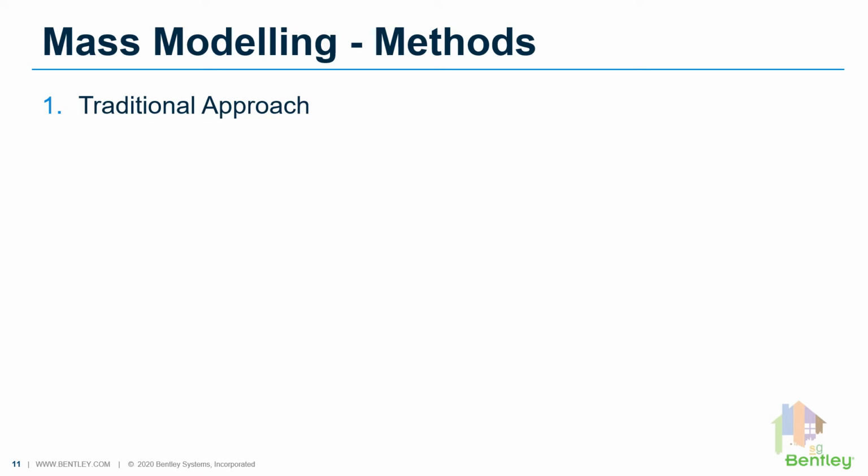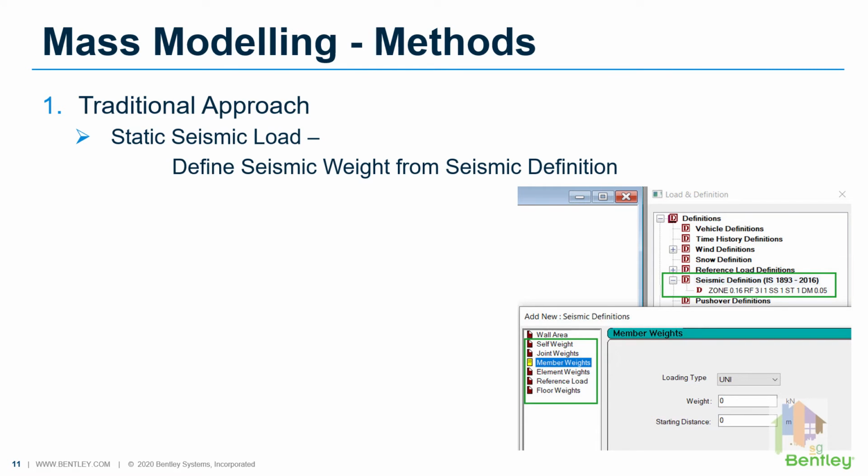There are a few methods available in STAAD to define the seismic mass. The first one is the traditional approach that has been used for a long time, and most of our users use this approach to define the seismic weight. For static seismic load, under the seismic definition, you can find the option to define the seismic weight. You can simply use these options to define the total seismic weight that should be considered to calculate the base shear value. If you perform dynamic analysis, then this seismic weight defined under the definition window will not be used.